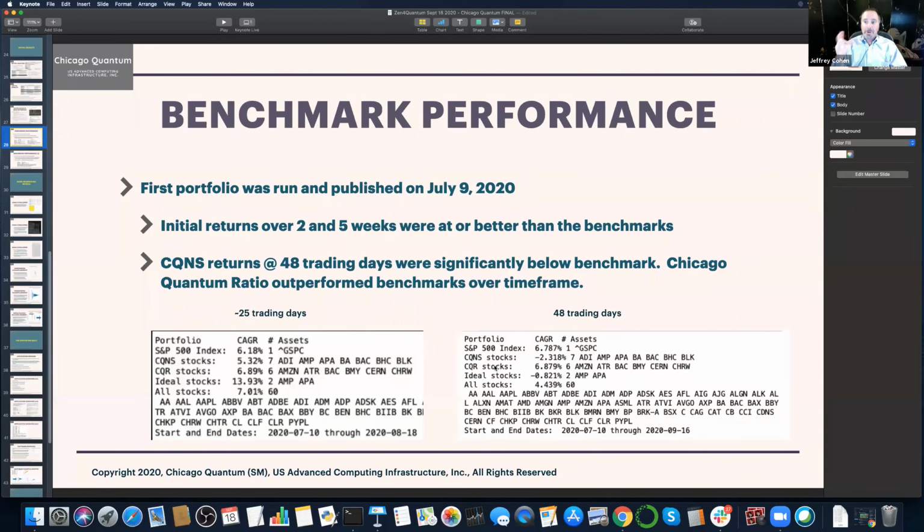So we produce, as a byproduct of our runs, the Chicago quantum ratio and the Chicago quantum net score, and we could provide both of those to a client. In fact, if you would have put half your money in the CQNS and half your money in the CQR, you might have done well.